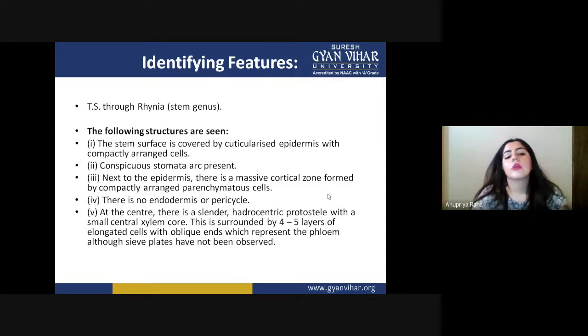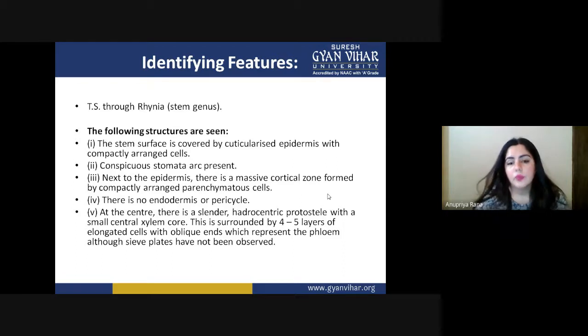At the center lies the stelar region. At the center there is a cylindrical haplocentric protostele with a small central xylem core. So what they found is that the type of stele was a protostele, found in the center, and the inner portion was a central xylem core. This is surrounded by 4 to 5 layers of elongated cells with oblique ends, which represent the phloem, although sieve plates have not been observed.